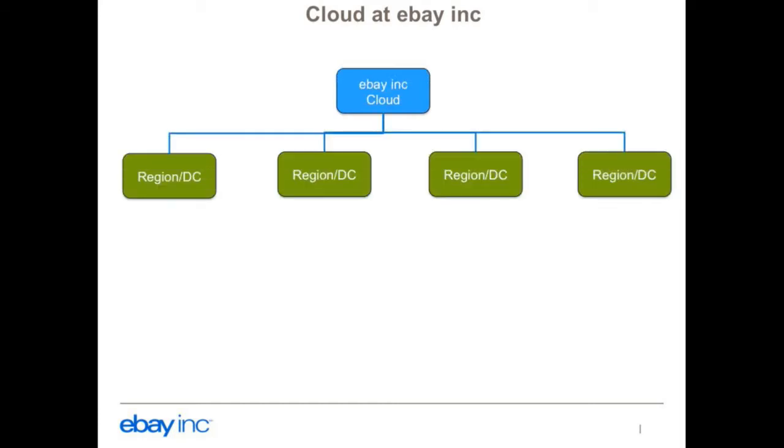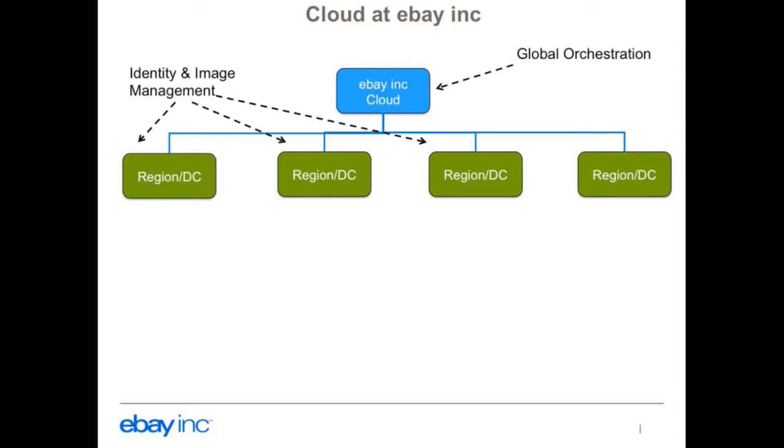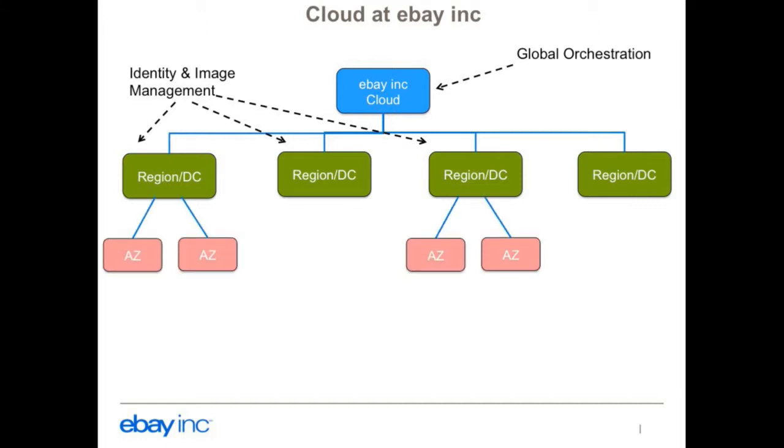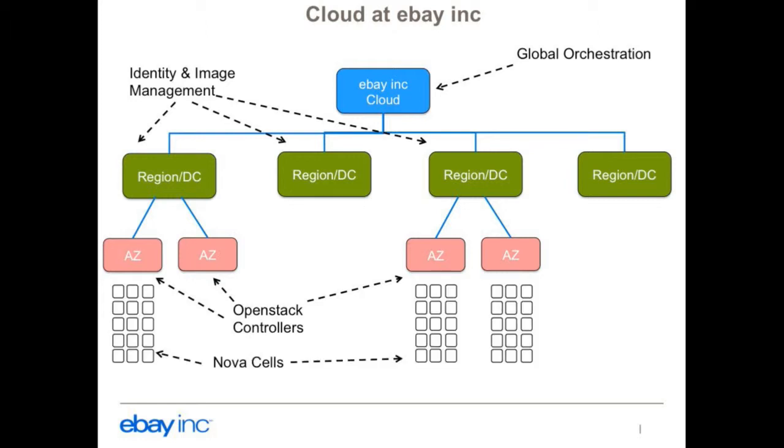So, cloud at eBay. As you can see, we have multiple regions for DR. Each region is running its own cloud instance. At region level, we run Keystone and Glance for identity management. And then in each region, we have multiple availability zones. Each zone contains OpenStack controller, networking, storage, and compute. And then we have Nova cells. This is our distributed architecture of OpenStack Cloud.